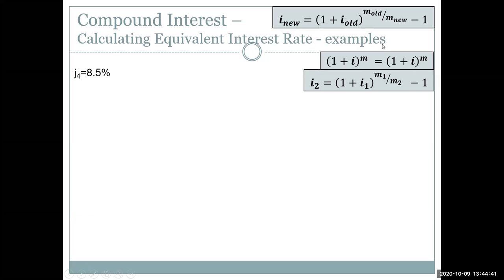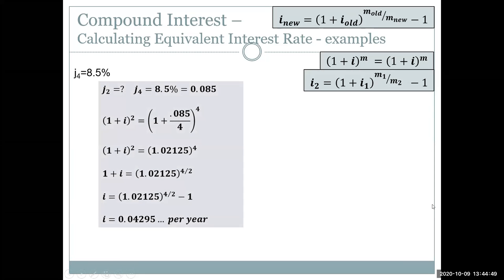Okay, let's start this one again. So we have J4, our quarterly compounded rate is 8.5%. We want to know what the J2 is, so the semi-annual compounded rate. So again, using our concept, new is equal to old, 1 plus I2 squared because of the J2, is 1 plus the I, the given or the old, 0.085 divided by 4 to the 4.